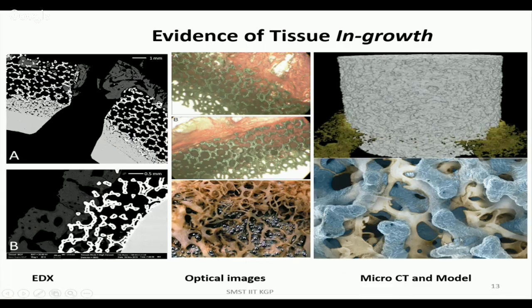And this is a cartoon where this bluish part is the metal and the brownish part is the native bone, and they are intermingled, and that is how the load transfer is gradual to avoid stress shielding.